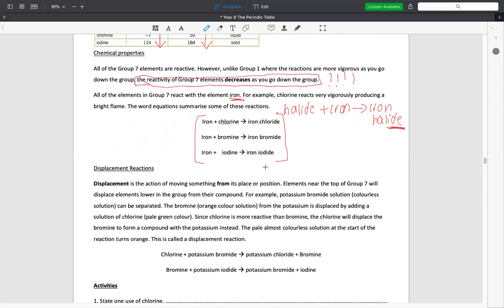Next, this is the tricky bit of the lesson, which is displacement reactions. And this is something that you all told me that you found the most difficult. So we're going to focus on this right now. So displacement reactions, in simple terms, are when one element in group 7, so one halogen, replaces another halogen and moves into its position. So displacement is the action of moving something from its place or position. And we're going to have a look at that now.